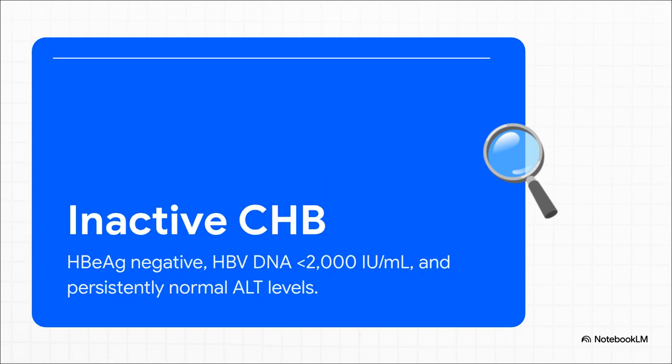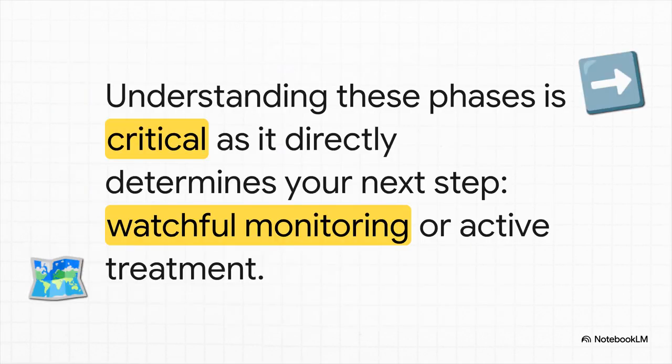And finally, a patient might move into the inactive phase. Here, the immune system has basically won the battle and has beaten the virus down to very low levels. The fighting stops, so the ALT goes back to normal. We call these patients inactive carriers, but, and this is key, the virus is still there, just hiding. It can always wake up again. So you see, figuring out which of these phases your patient is in is, well, it's everything. Because it tells you exactly what to do next. Do we watch or do we treat?